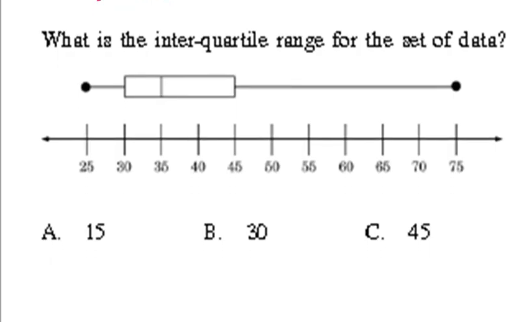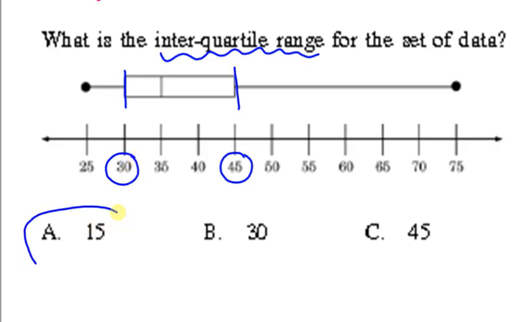Okay, how about this one? What is the interquartile range of the data? Well, remember, interquartile is from the upper quartile to the lower quartile. So we have 45 minus 30, which is 15.